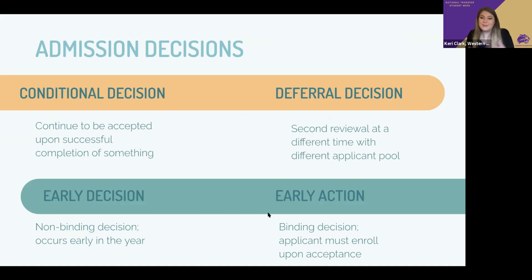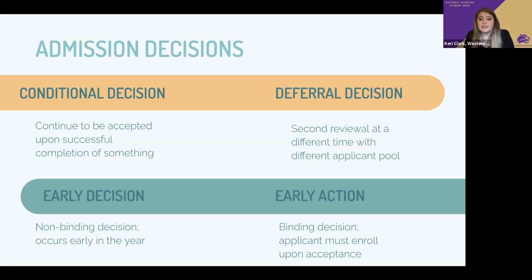Now, after you've submitted everything, of course, comes the admission decision time. So I've listed just a few decisions here that you may hear. There's a conditional decision. That is something like you continue to be accepted upon successful completion of something. Occasionally, if we accept an individual who is in progress with their coursework, their decision can be contingent on successful completion of the rest of that coursework.